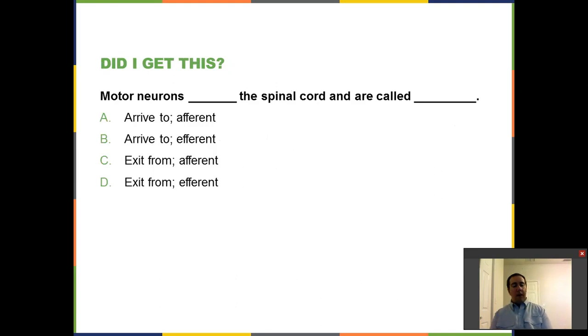So, pop quiz on that already. Which one is which? Motor neurons go into or exit from the spinal cord, and are they called afferent or efferent neurons? So we got one answer. Anybody else?